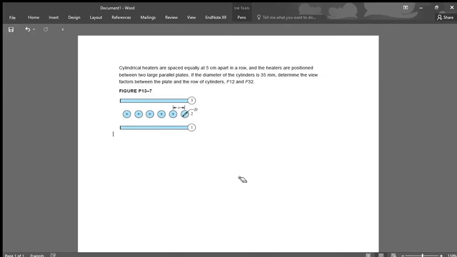Assalamualaikum. My name is Muhammad Hadi Hakimi bin Syamuddin. Okay, I will be presenting my part, that is the view factor, and how to find the view factor. For this question, I will read it first. The cylindrical heaters are spaced equally at 5 cm apart in a row, and the heaters are positioned between two large parallel plates. If the diameter of the cylinder is 35 mm, determine the view factor of the plate at the row of cylinders, F12 and F32.